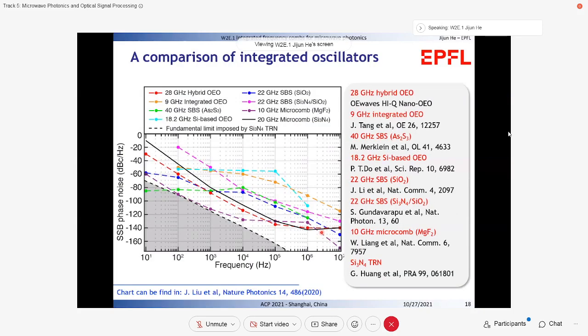So this figure summarizes the phase noise performance of the integrated oscillators reported before. Our silicon nitride soliton microwave signal is the black curve. So it is not bad and can be further improved to approach this fundamental limit. So here we show that the microcomb can be used for low noise microwave signal generation. Actually, it can do more for microwave photonics. It can also be used as a compact multi-wavelength optical source. So the second part of this talk will be about the microcomb-based microwave photonic filter.